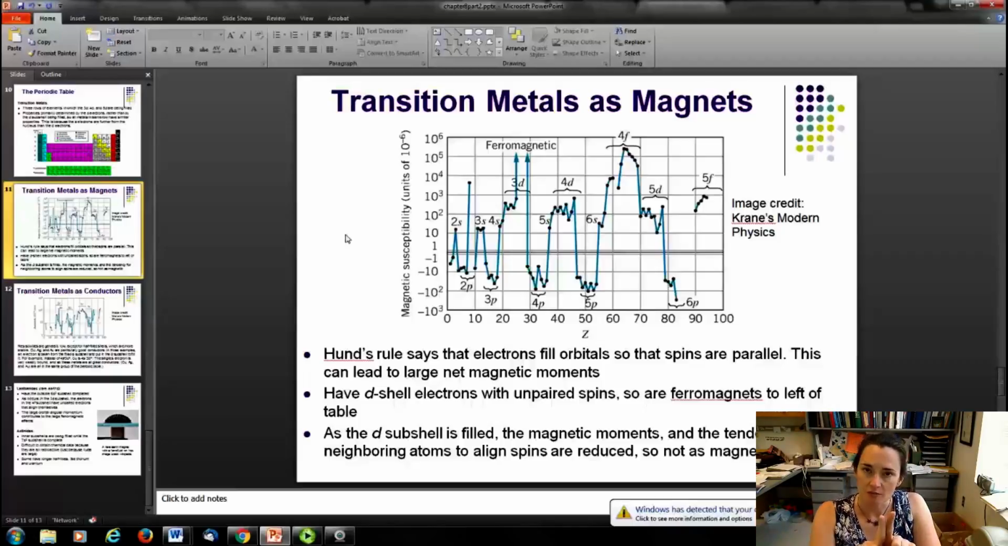Now, those spins, remember, give you a magnetic moment, and those magnetic moments are going to sum up to be a large net magnetic moment for the element itself. So if you have a large magnetic moment for the atom and then you put a bunch of the atoms next to each other, those magnetic moments will tend to align with one another, and then you have yourself a ferromagnet. Now, as the d subshell gets filled, though, some of those unpaired spins pair up, and then you have a lower net magnetic moment, and so as it gets filled, it's not as magnetic.